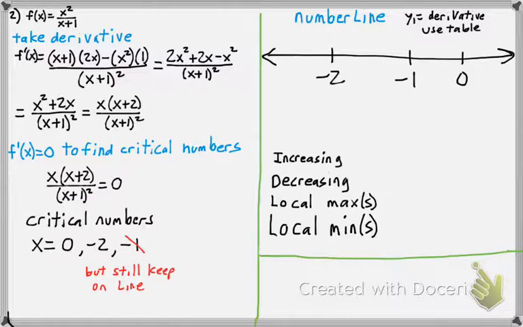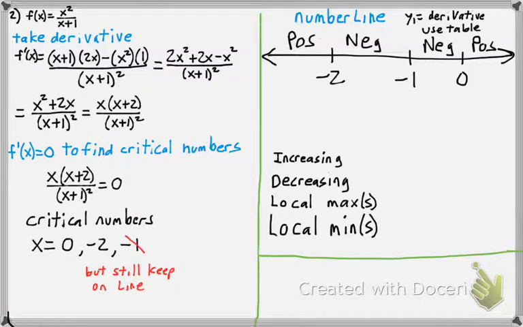So if I pick numbers that are between these or in these regions, so like negative 3, I get a positive number. So this is positive. A number between negative 2 and negative 1 would be negative 1.5, and I get a negative number. A number between negative 1 and 0 would be negative 0.5, and I get a negative number. And then a number greater than 0, I'm going to pick 1, and I get a positive number. And you don't need to pick these same numbers. You could pick 10 for the last one. As long as it's within that region, then you should be okay.